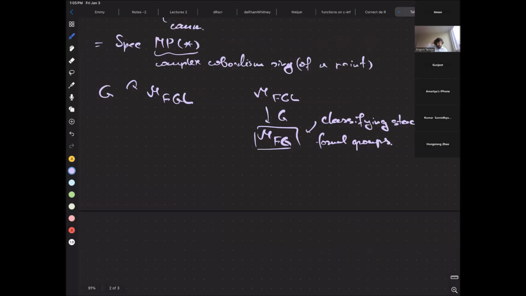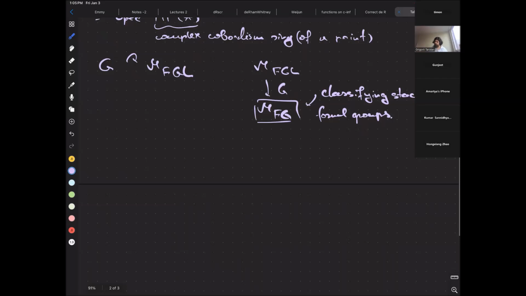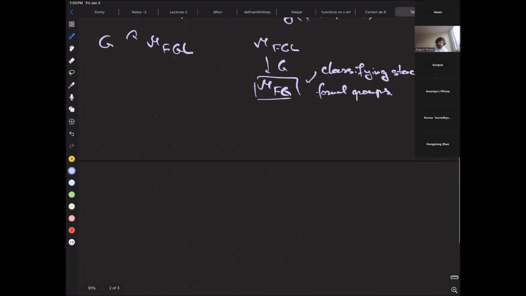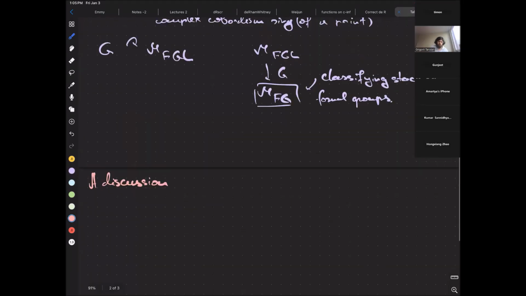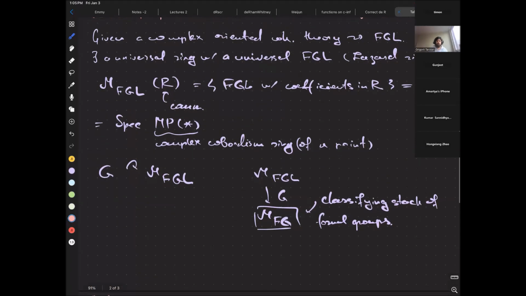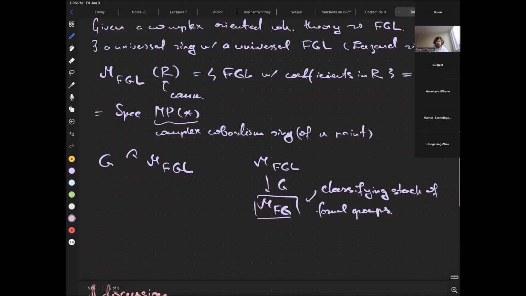So let me maybe discuss now for a bit what it means to be a formal group and, well, just some basic stuff from algebraic geometry. By the way, are there any questions so far? I know that this is probably already well known, and I just wanted to fix the notation. But if there are any questions, please don't hesitate to ask.